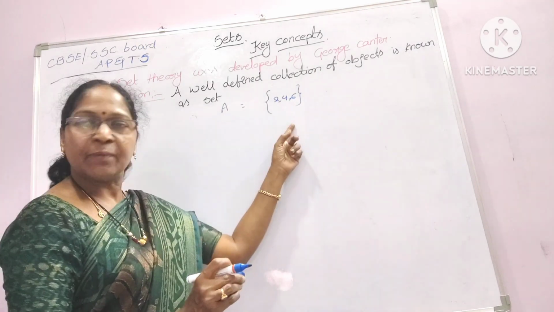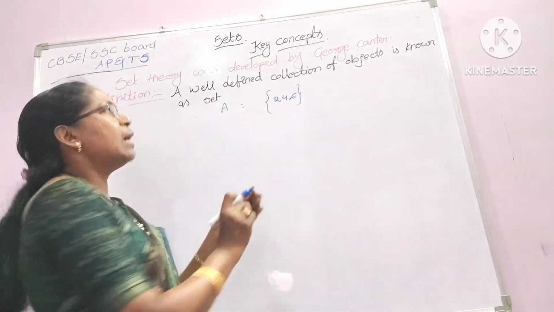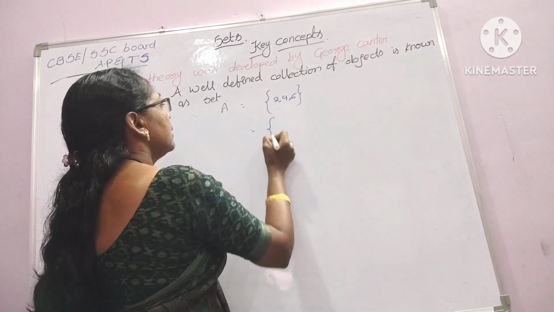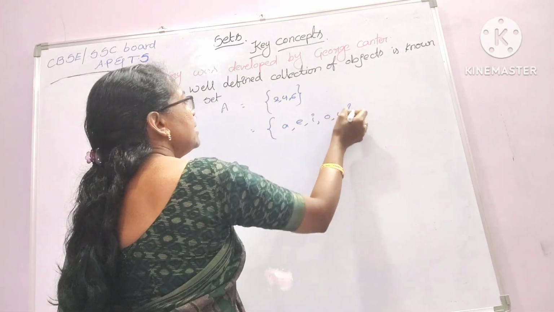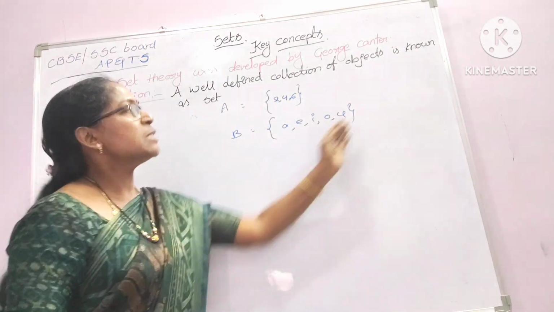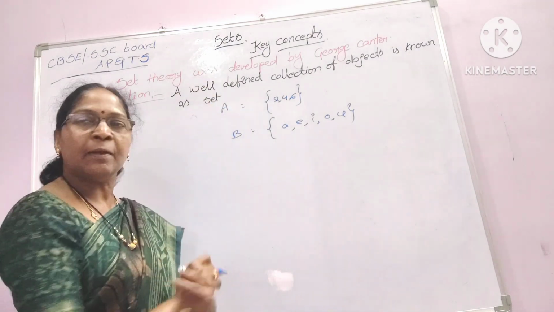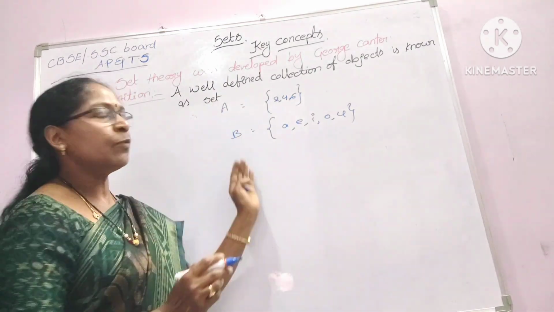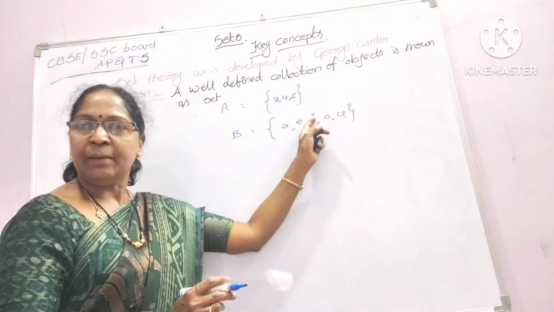So A is one set. A set is represented by capital letters. Suppose there are alphabets A, E, I, O, U; this is another set. The elements or objects are represented by small letters, but sets are represented by capital letters. This one thing we have to remember. And the symbol of a set is curly brackets.